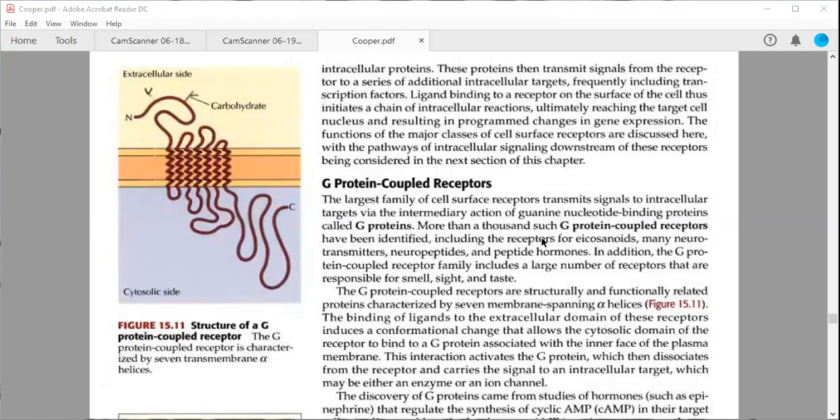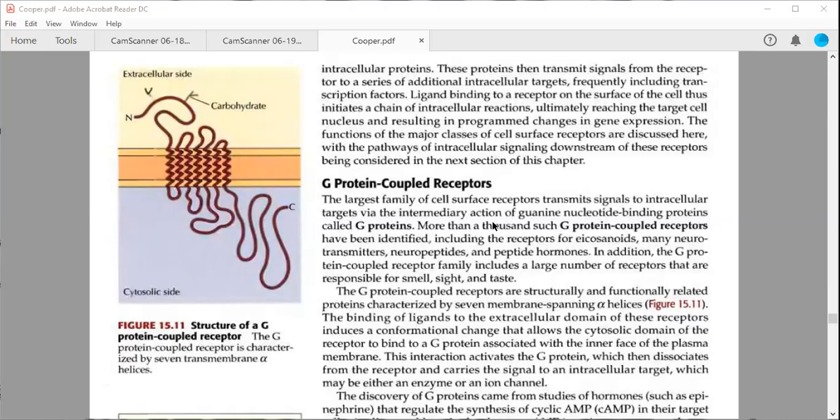Whether these G proteins are bound with GDP or GTP, they work like switches, either on or off. If they are bound with GDP, they are off. If they are bound with GTP, they are on.